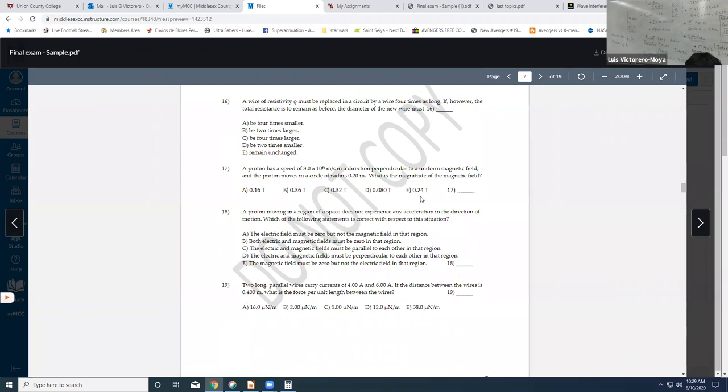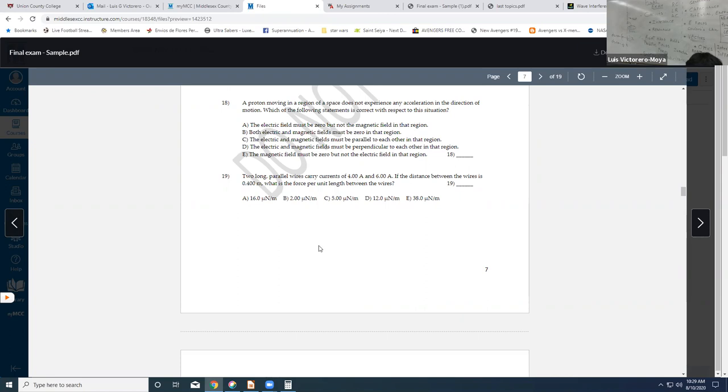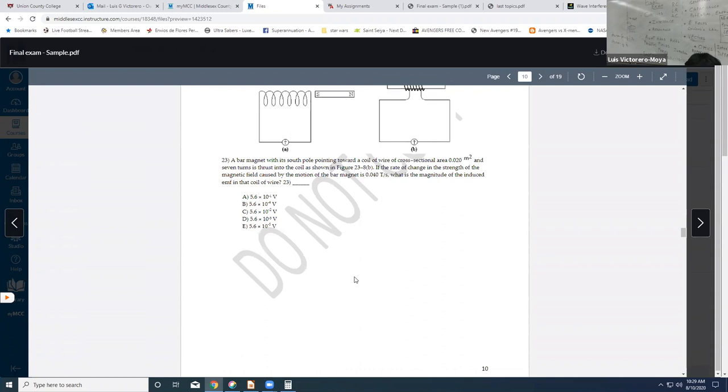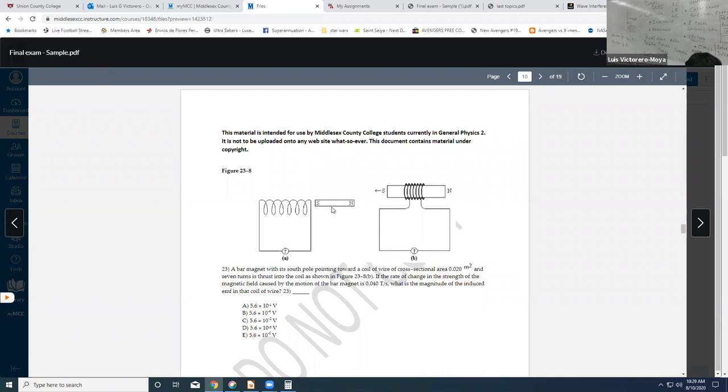There, look at this question here. They give you the speed of the proton and the radius. They ask you for the magnetic field. So R equals mv over qB, application of formula. The force between the parallel wires, the force per unit length, another application of formula. So questions like this are what you should expect. Here's a Faraday's law, Lenz's law question there. Remember the magnet and the coil. This one here.